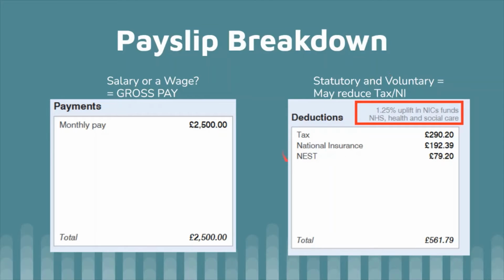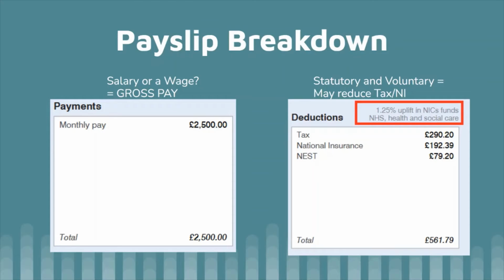So I've put Nest in there, which is a pension scheme. That is, I would say, semi-voluntary at the moment. You do have to be auto-enrolled into a pension scheme, but you can also opt out and have that money refunded back to you. There could be other items that you see within here. So for example, you may be part of a trade union and you might choose to pay for that membership as a deduction from your salary, from your pay.